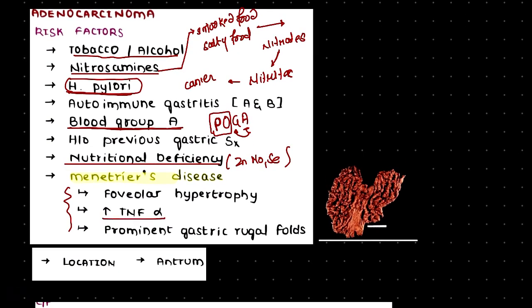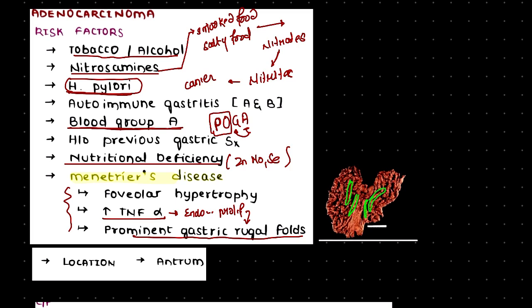TNF alpha. What is this TNF alpha? It is tumor necrosis factor alpha, right? Because of the increase in TNF alpha, there will be endothelial proliferation, and this endothelial proliferation will present as prominent gastric rugal folds, as you can see right here. These are prominent gastric rugal folds, right?